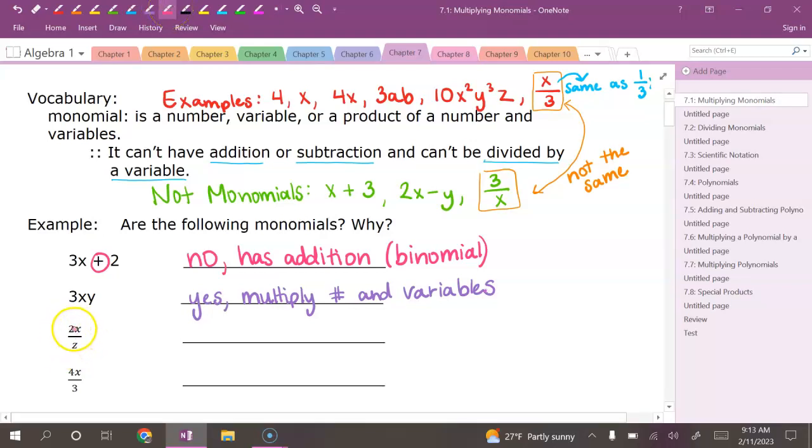For this next one, we have 2x all over z. Hopefully you guys saw that z down there in the denominator, and that made you want to put no, because we are dividing by a variable.